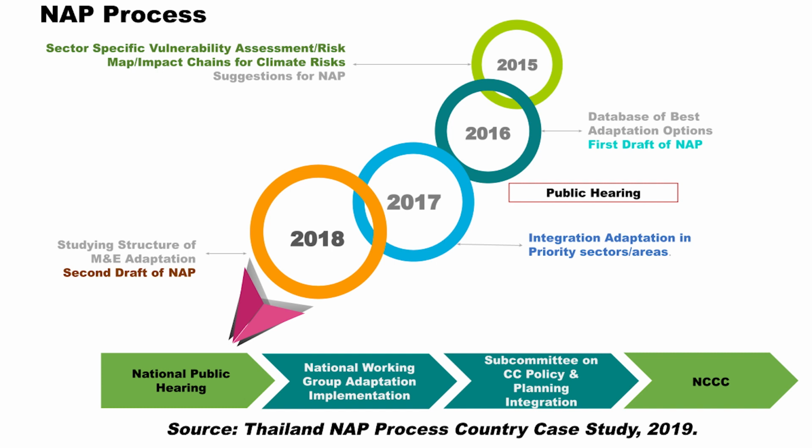The vulnerability assessment of 2015 and development of impact chains for climate risks in different sectors at national and subnational levels served as basis for the quantification of risks in respective sectors and helped in the design of the sector-specific adaptation options. During the same year, the first draft of the NAP was developed.